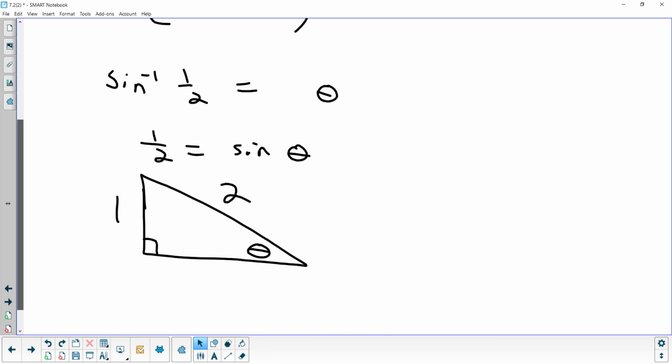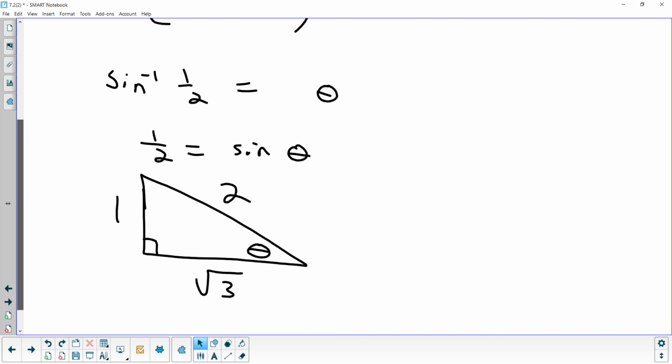So I know my opposite is 1 and my hypotenuse is 2. What's my adjacent have to be if I use Pythagorean theorem? Square root of 3. Oh, yeah. Square this, you get 3. Square this, you get 1. 3 plus 1 is 4. And the square root of 4 is 2. Now we've got all our sides.